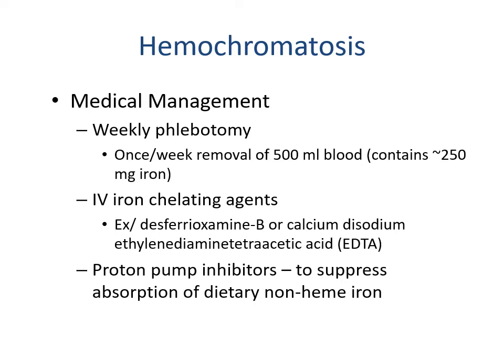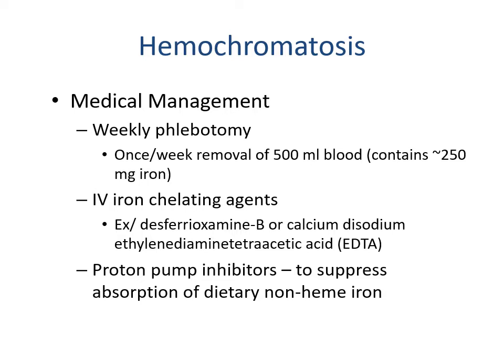So the medical management of hemochromatosis, we're looking at weekly phlebotomy. So once a week, the removal of 500 milliliters of blood contains approximately 250 milligrams of iron. And so in essence, you're donating a pint a week. Now again, you'll notice this is much more frequently than what people are typically allowed. And that's because these people's blood has that much iron in it.